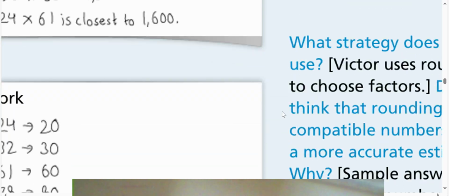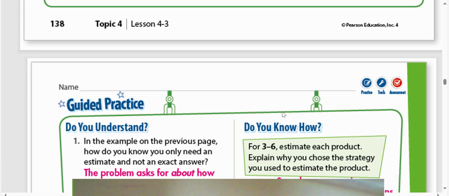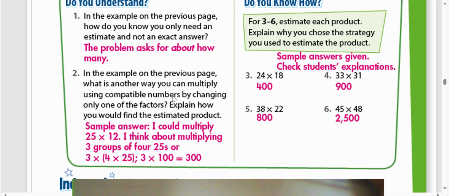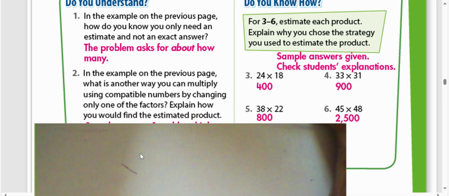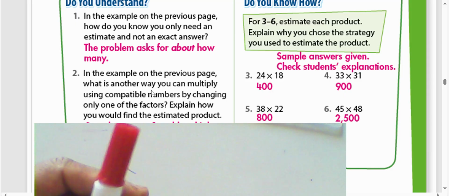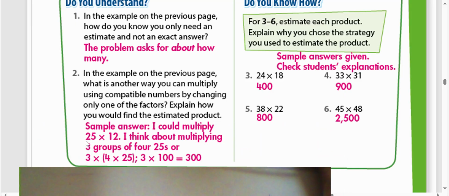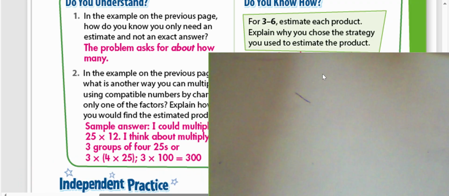Okay, look with me at the next page. The example of the previous page: what is another way? You can find the answer another way. Explain how you find the estimation product. We can write the number 25 times 12. We can write 12 equals 3 times 4, and 4 times 25 equals 100. I will explain the steps here.